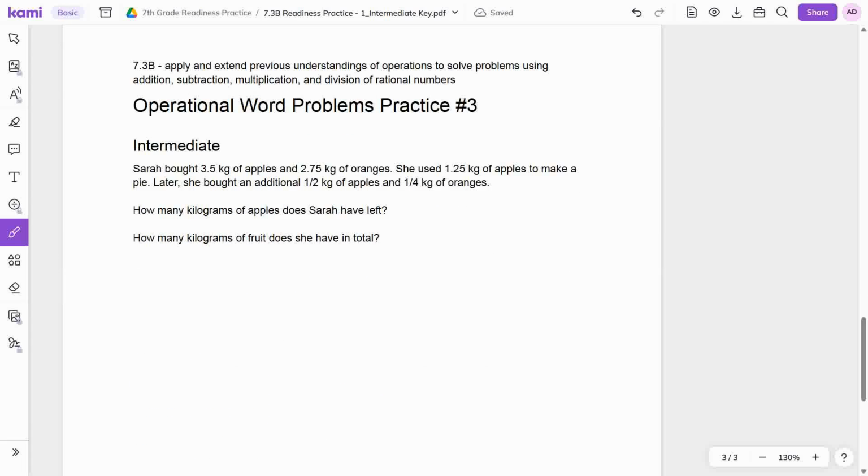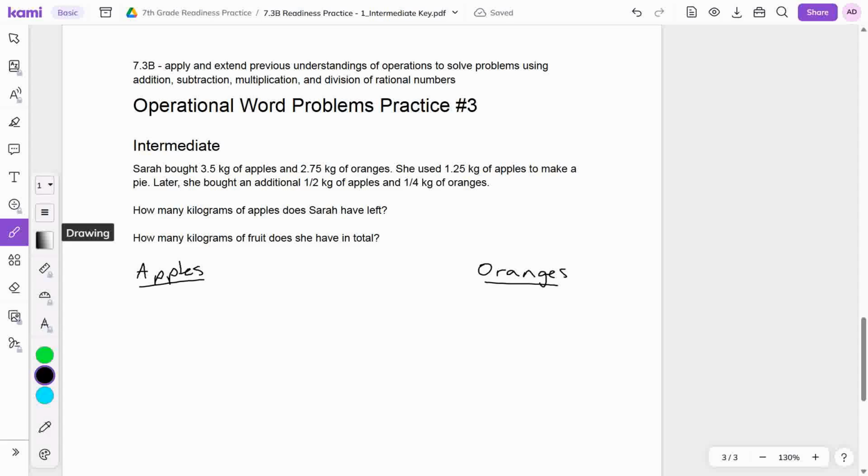For our third problem, Sarah is buying some apples and some oranges, and she uses some apples to make a pie and buys later more apples and oranges. All right, so first off, how many kilograms of apples? So I've got 2 things that I've got working here. I've got apples, and then I've got oranges. And our first question is asking just about the apples. Let's make sure we're separating our data.